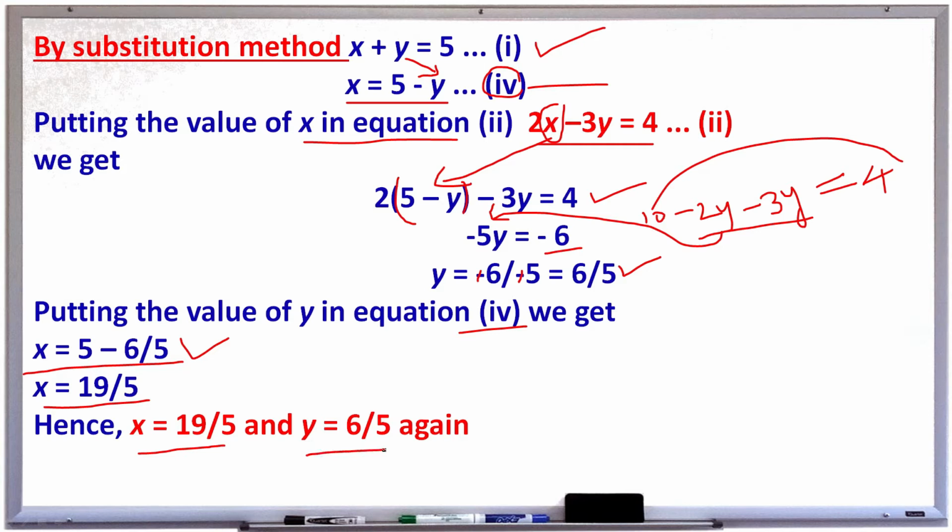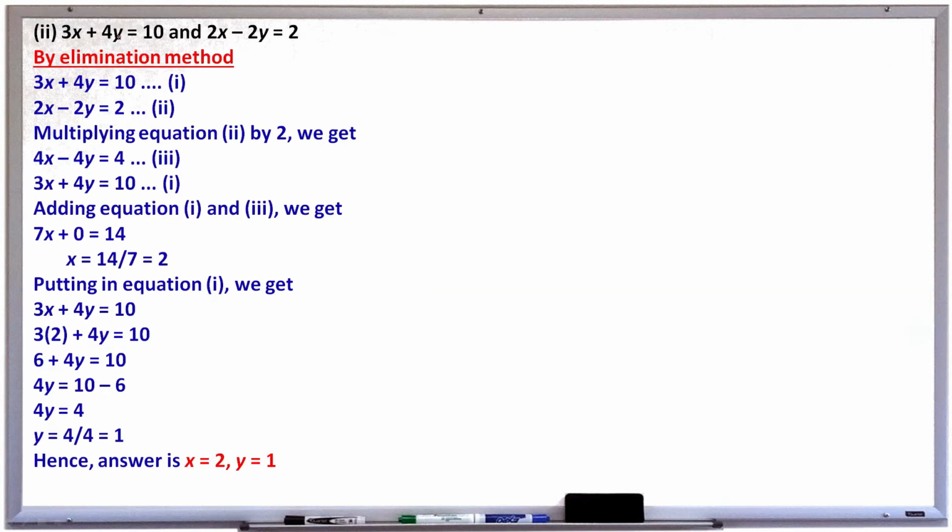Again the same answer. Question number 2. 3x plus 4y is equal to 10 and 2x minus 2y is equal to 2. These two equations we are going to solve using the elimination method. First write equation number 1, 3x plus 4y is equal to 10. Then 2x minus 2y is equal to 2, say equation number 2. These two equations we are going to solve.